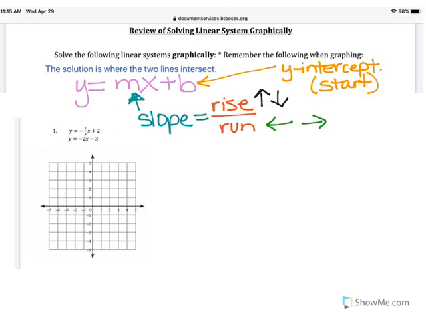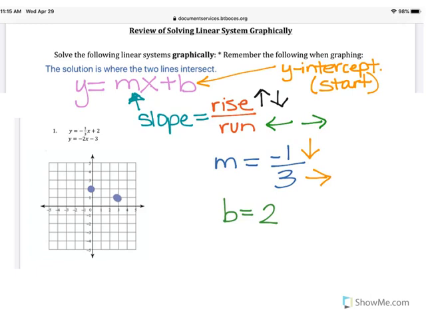So the first question that we have in our notes, we have two lines. They are both in the correct format, y equals mx plus b. So the first one, the slope is a negative 1/3. So that means we are going to go down 1 and to the right 3. And we are going to start at the y-intercept of 2. So there's my point at 2, and from there I'm going to go down 1 and to the right 3.